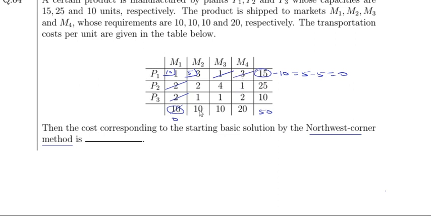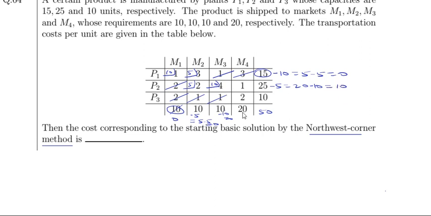And 10 minus 5 is 5. Now we can allocate the minimum of 5 and 25, that is 5, here. 5 minus 5 is 0, so we can cancel this column. And here 25 minus 5 is 20. The minimum of 10 and 20 is 10, so we can allocate 10 here. 10 minus 10 is 0, so this column is cancelled out. And 20 minus 10 is 10.